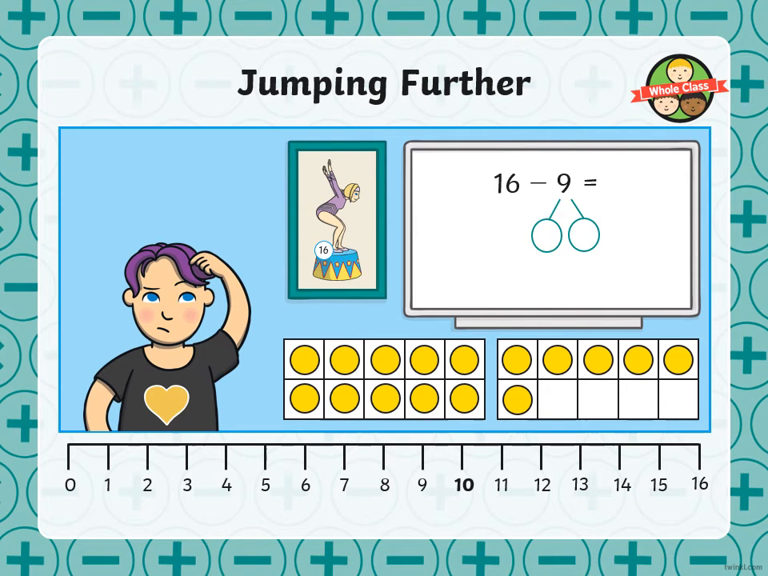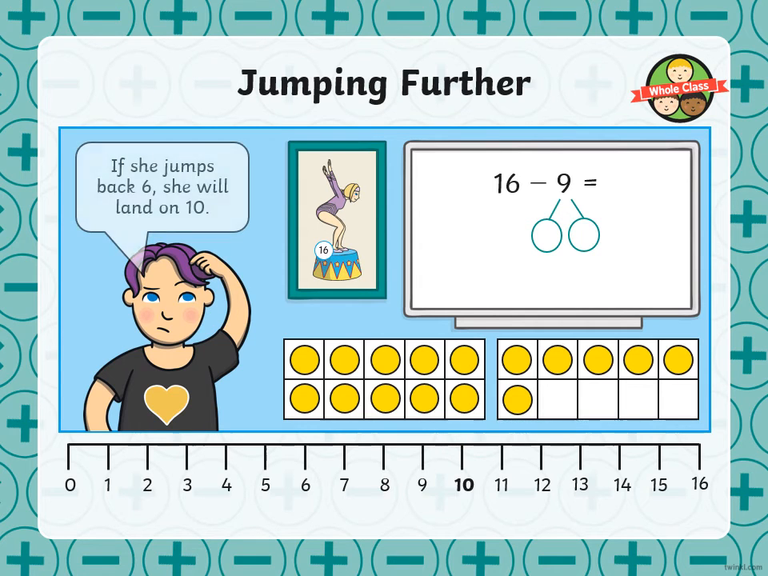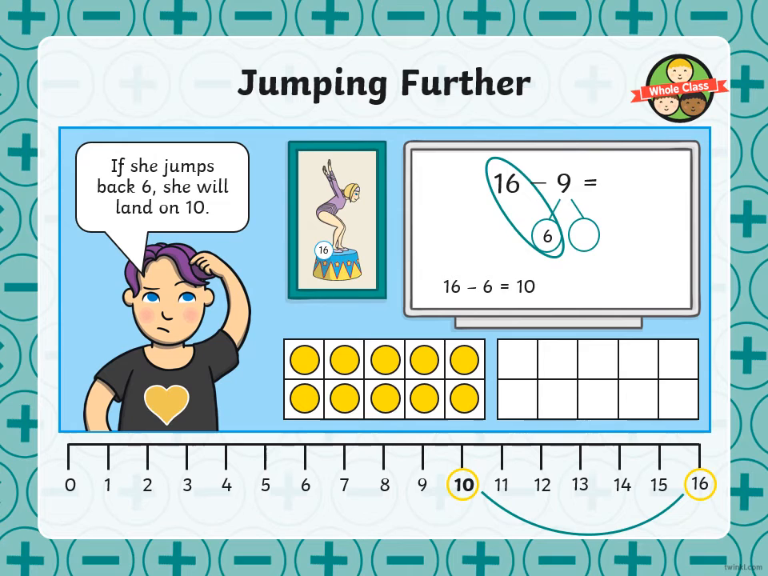Okay, so here we have 16 minus 9, and we need to partition. So Jill has had to move to 10. So how many spaces was that? Let's have a look. 1, 2, 3, 4, 5, 6. If she jumps back 6, she will land on 10. Okay, so we need to find out what is left over for her to jump back all the way 9 spaces. So how many more spaces until she's jumped back 9 spaces?